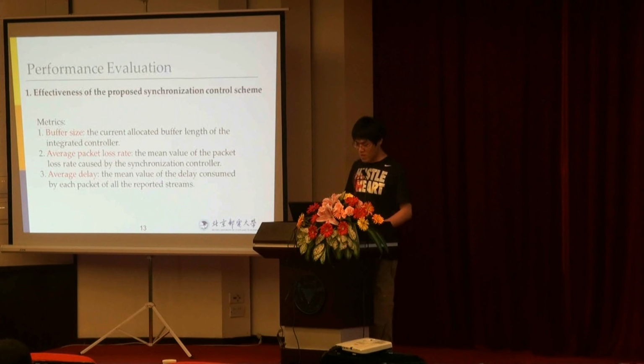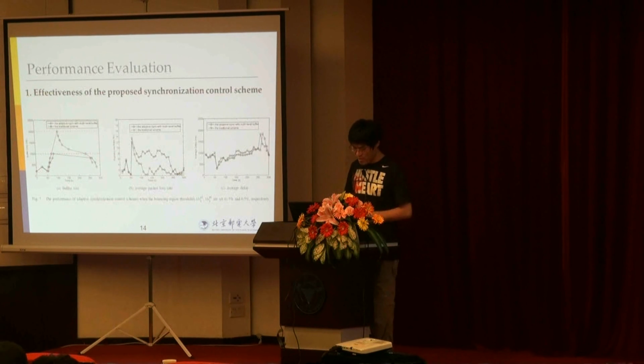This is the performance evaluation, and it consists of the evaluation results. We focus on 2 parts: the effectiveness of the proposed synchronization control scheme and the performance of the sharding scheme. These are the metrics used in the evaluation: buffer size, average packet loss rate, and average delay. In the first set of experiments, we test the performance of the proposed synchronization scheme.